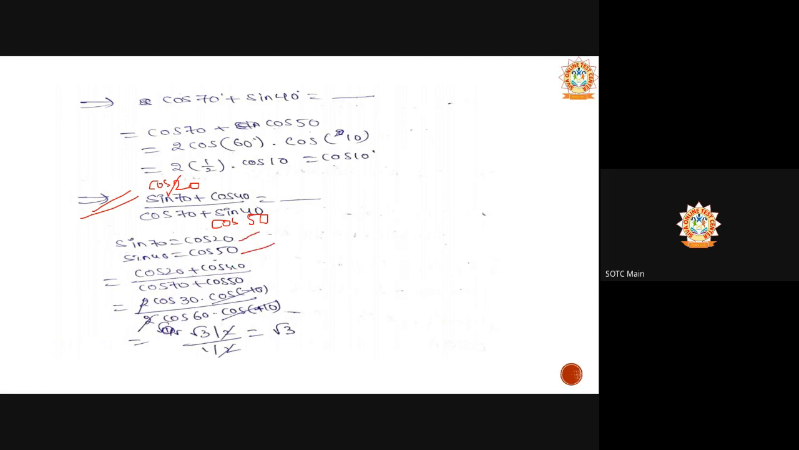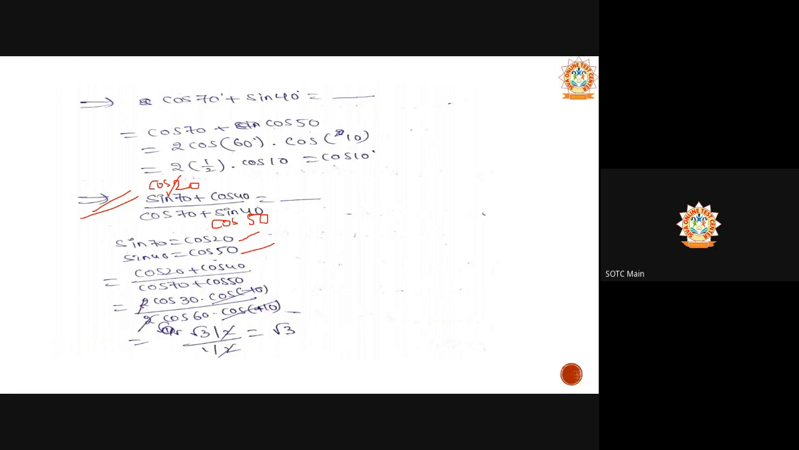So cos C plus cos D is 2 cos of (C plus D) by 2, cos of (C minus D) by 2. So 20 plus 40, 60 by 2, that will come 30. Here 70 plus 50, 120 by 2, it will come 60. Here 20 minus 40, 20 by 2, it will come minus 10. So here 70 minus 50, 20 by 2, it will come plus 10.